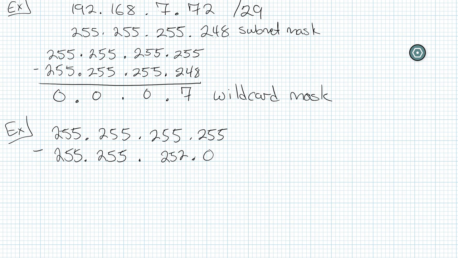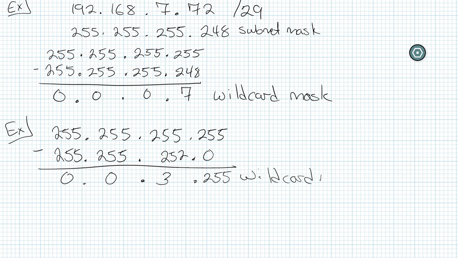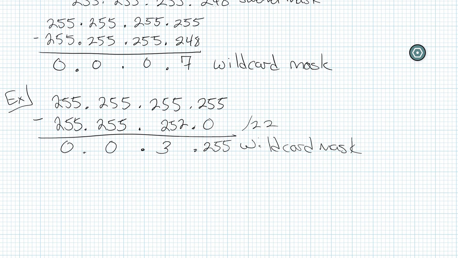So the way that we can calculate that is we're going to subtract each octet. So 255 minus 0 gives me 255. 255 minus 252 gives me 3. 255 minus 255 is 0. 255 minus 255 is 0. So in doing so, we can figure out what the new wildcard mask is. Okay, so this is the wildcard mask for a /22 network. This is the wildcard mask for a /29 network. And we can work from there. And that's essentially how you're calculating wildcard masks.